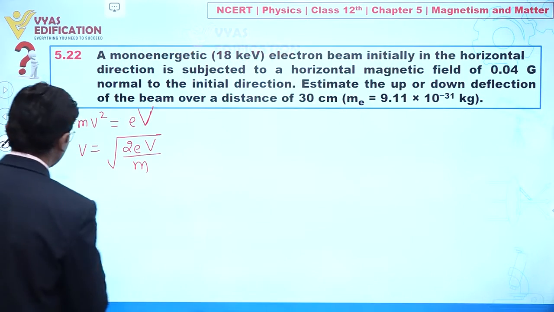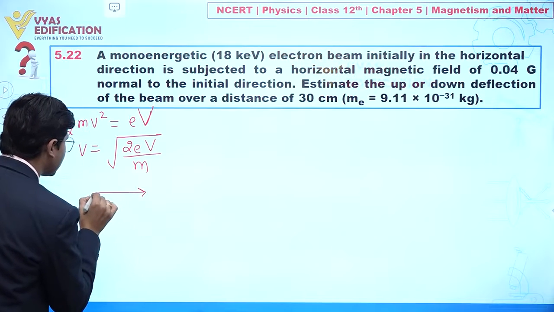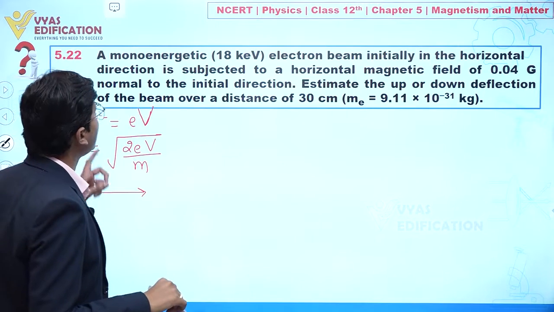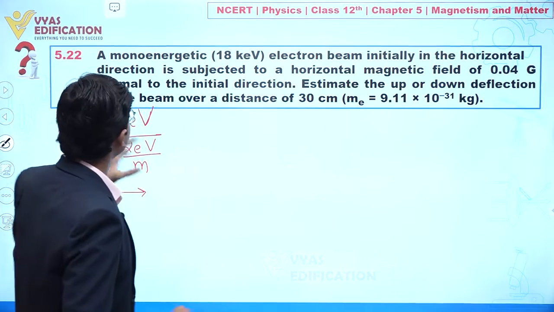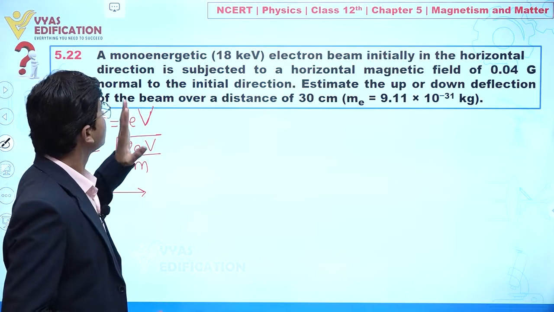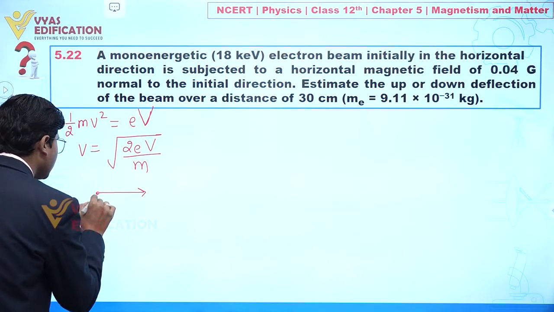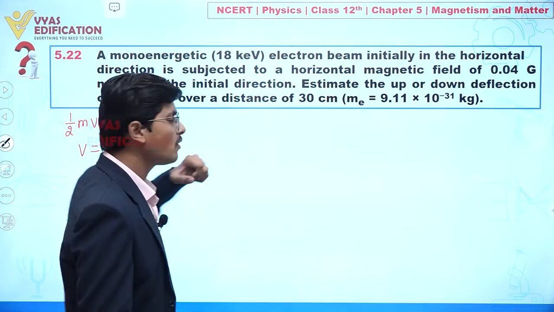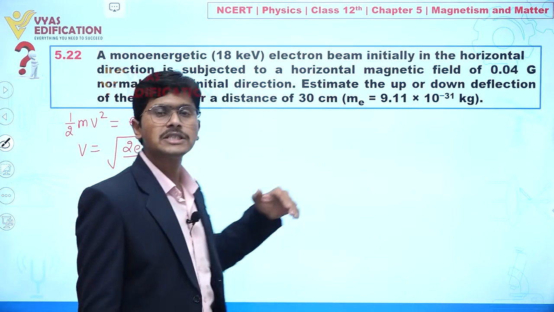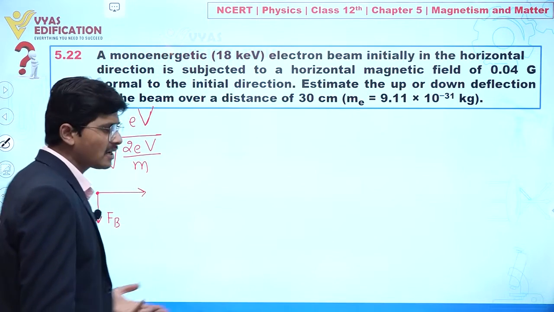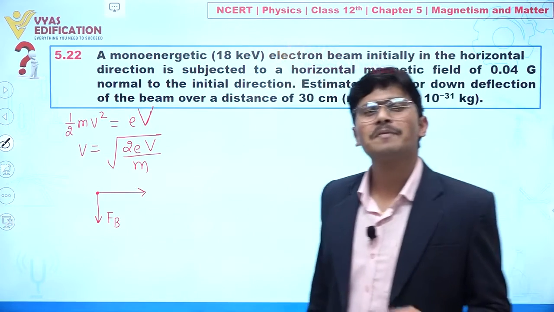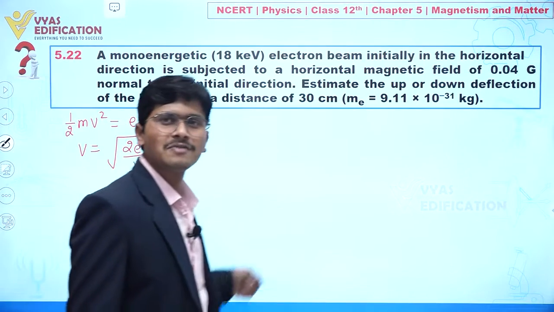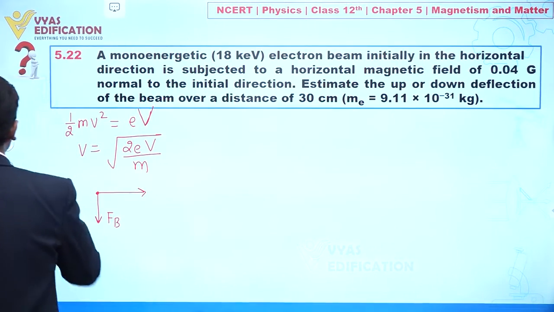Now it is also given in this question that this electron beam is going in the horizontal direction. Let's suppose this electron is going in this direction, and this is the position of that electron. It is also subjected to a magnetic field, horizontal, but normal to its initial direction. It means the magnetic field is perpendicular to the initial direction. Clear? So definitely, when v and B are perpendicular, a force will act on this particle, yes or no? And definitely it will move in a circular path.